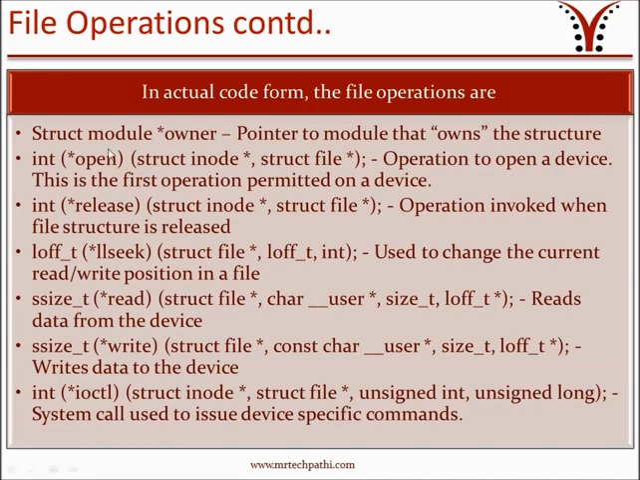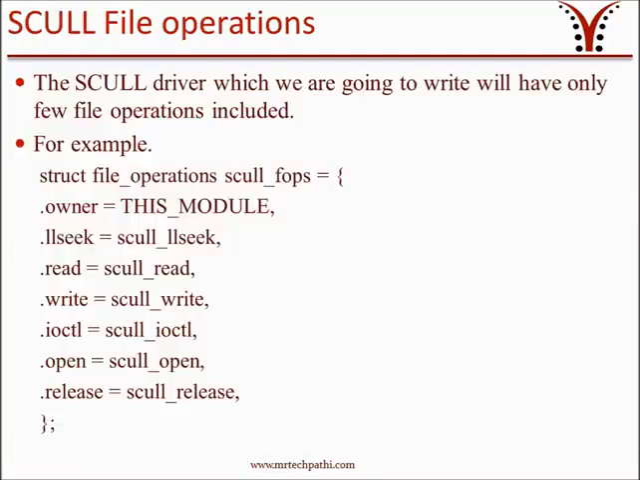The first parameter is a pointer to owner of type struct module. This is a pointer to the module that owns the structure. The rest are function pointers to particular functions in the driver. I will leave it for you to pause this video now and read the brief information provided under each entry. Now we know about file operations.